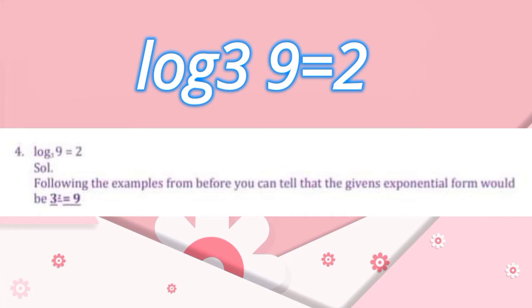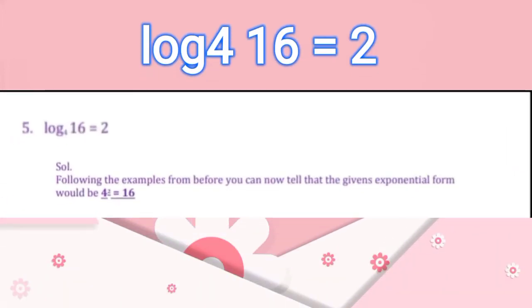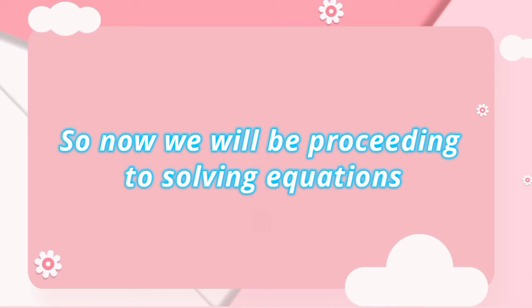Number 4. 2 equals logarithm of 9 base 3. Again, following the examples given before, you can tell that the new exponential form would be 3 squared equals 9. And lastly, number 5. 2 equals logarithm of 16 base 4. Following the examples again from before, you can now tell that the given exponential form would be 4 squared equals 16. So now, we will be proceeding to solving equations.